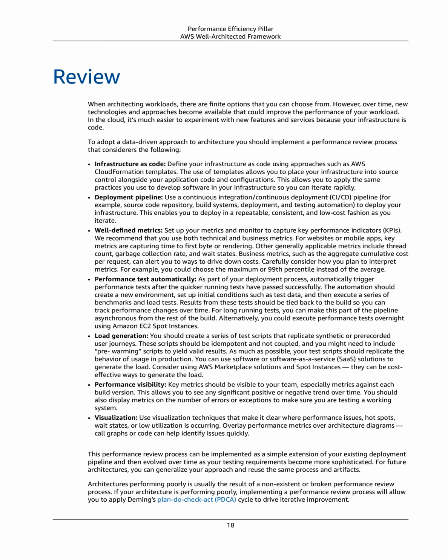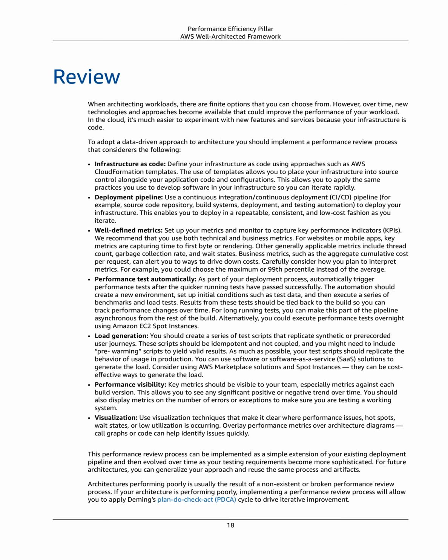Infrastructure as code. Define your infrastructure as code using approaches such as AWS CloudFormation templates. The use of templates allows you to place your infrastructure into source control alongside your application code and configurations. This allows you to apply the same practices you use to develop software in your infrastructure so you can iterate rapidly. Deployment pipeline. Use a continuous integration/continuous deployment (CI/CD) pipeline, for example, source code repository, build systems, deployment, and testing automation, to deploy your infrastructure. This enables you to deploy in a repeatable, consistent, and low-cost fashion as you iterate.